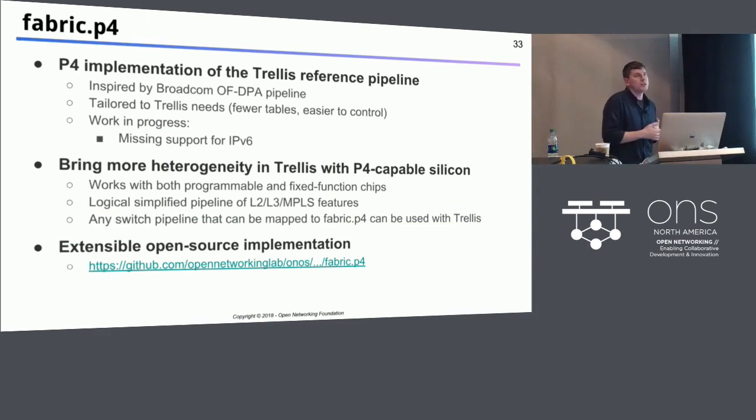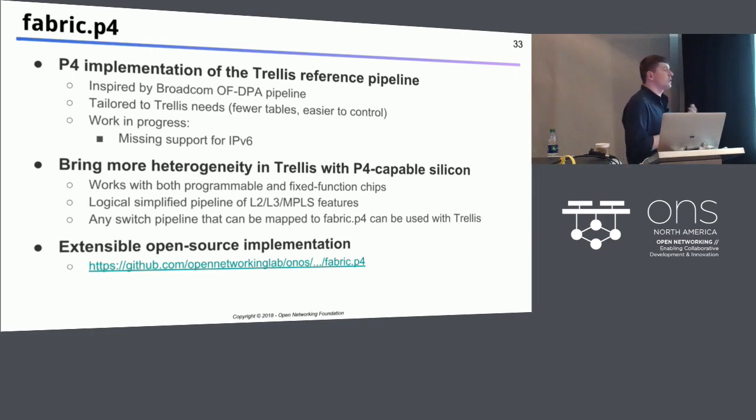Fabric.p4 is a P4 program that is open source. It's available in ONOS today, and it provides a reference implementation for the pipeline that the Trellis set of applications expects to control. It is inspired by the Broadcom OF-DPA pipeline, and that's because this is the pipeline we had more experience using when developing Trellis and ONOS. But it's tailored to the Trellis needs, meaning that there are fewer tables and it's easier to control. It's a work in progress. For example, we still miss support for IPv6.